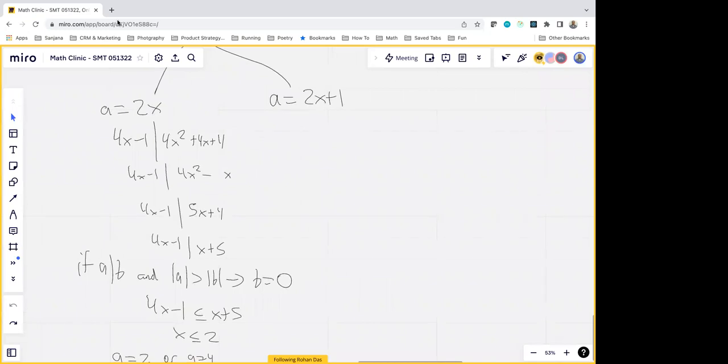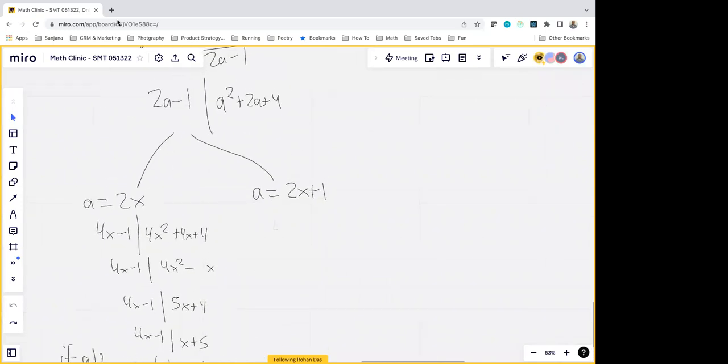For a equals 2x plus 1, we have 4x plus 1 divides 4x squared plus 8x plus... Okay, one simplification we can make to avoid these annoying computations is that we can also use the fact that 2a minus 1 divides 2a minus 1, which is obvious immediately. And this gives that 2a minus 1 also divides a squared plus 5.